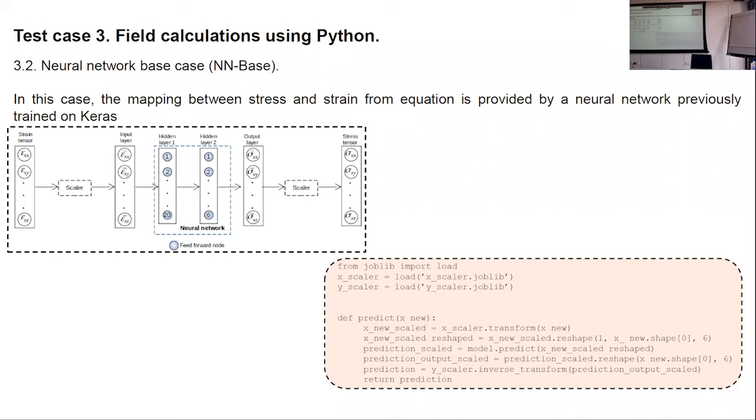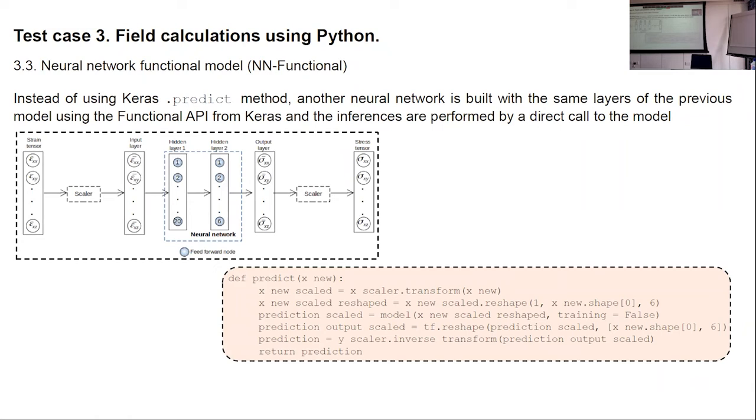In the third case, at this point, we weren't happy about the performance of some of the cases, and we were looking for alternatives to accelerate the code. We read somewhere, which I reference in the paper, that we shouldn't use the dot predict syntax of Keras for making the predictions, but that it would be beneficial to construct a new neural network using the same layers. In this case, the new neural network would be based on the functional API of Keras and not on the sequential API that we had used before. We gave it a try.